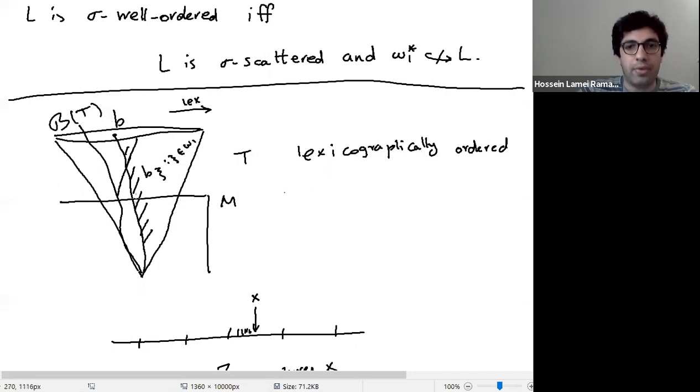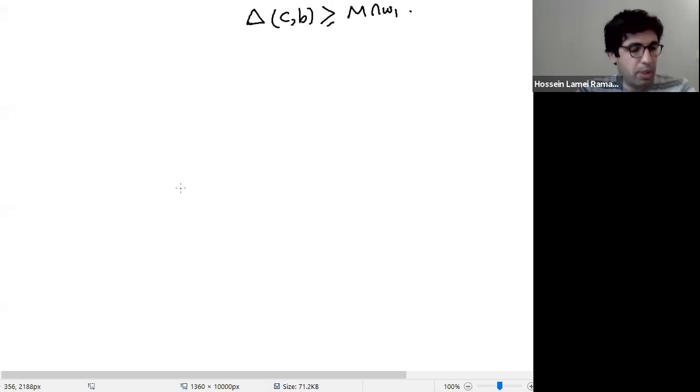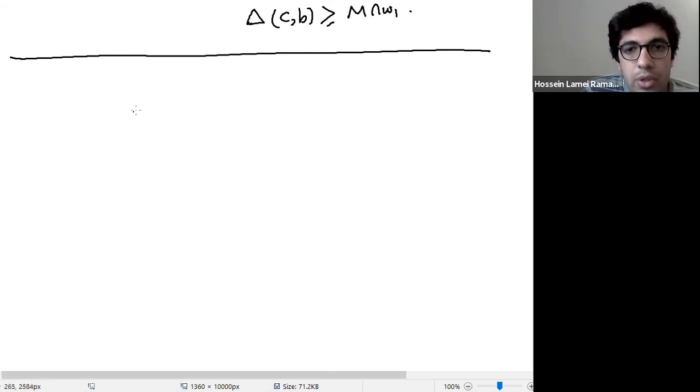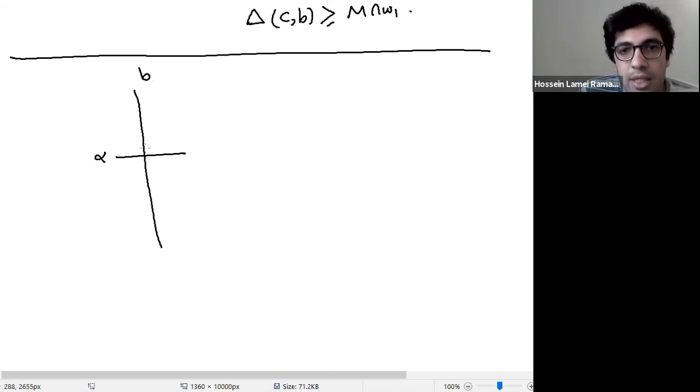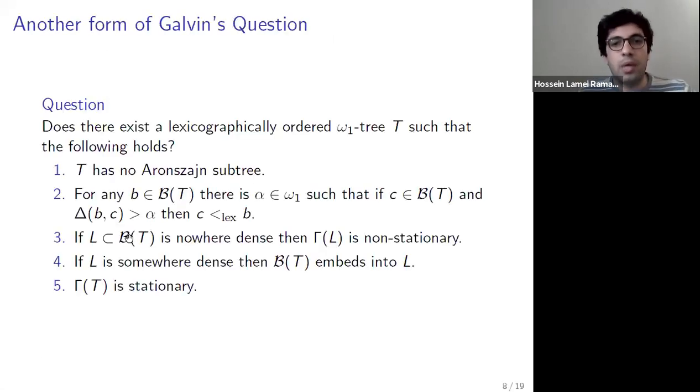There is some alpha for every branch B. There's going to be some alpha after which there is not going to be any other branch which is branching to the right. So let me, because that picture is not very clear. So for every branch, there exists some alpha, after which anything that is branching from B, that's going to be to the left. So after this point, this is not going to happen. Okay, this is going to take care of copies of omega 1 star.